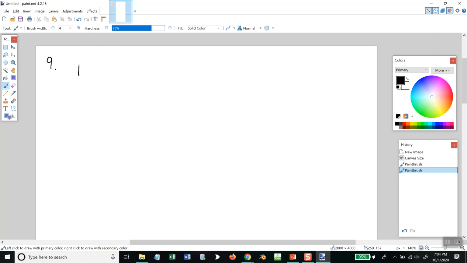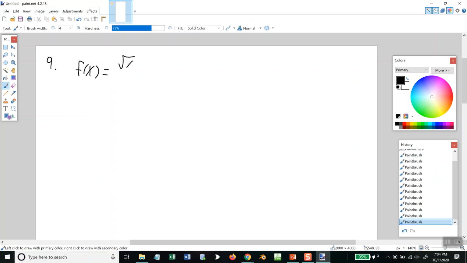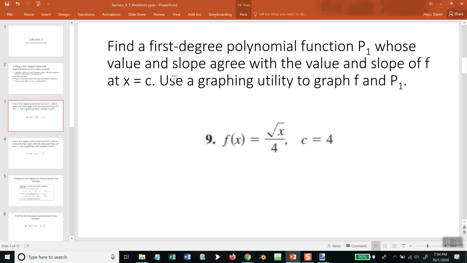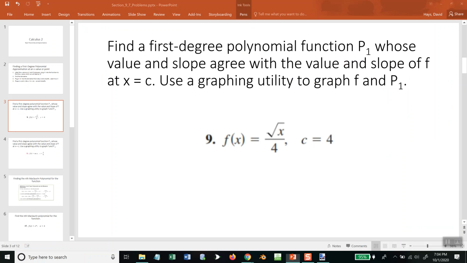So f of x is equal to square root of x over 4. And they're giving us c is equal to 4. They're basically giving us the x value. That's what that represents. And the instructions say, find a first degree polynomial p sub 1 whose value and slope agree with the value and slope of f at x equals c, and then use a graphing utility to graph them, which, like you say, should look like the tangent line.